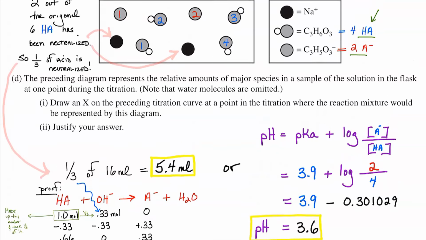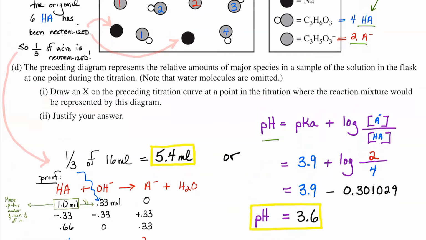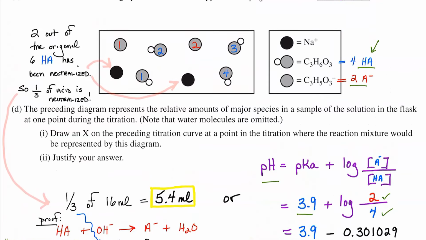In any case, looking at this picture, and notice it's a 4:2 ratio, we can use the Henderson-Hasselbalch equation right here and solve for the pH, and that's what I did on this side. I took the pKa that we just got, took the log of 2 over 4, did the math, and got a pH of 3.6. It's not easy to identify exactly where 3.6 is on that graph, but there might be some wiggle room. I also thought about it this way, which is why I like the problem. There are a couple of different ways to do things.